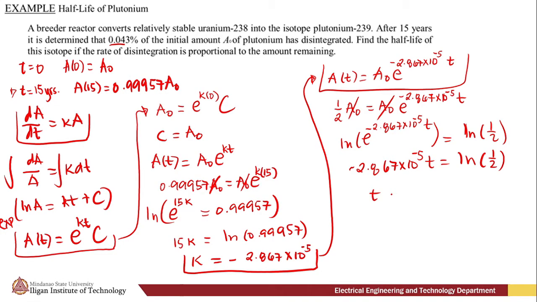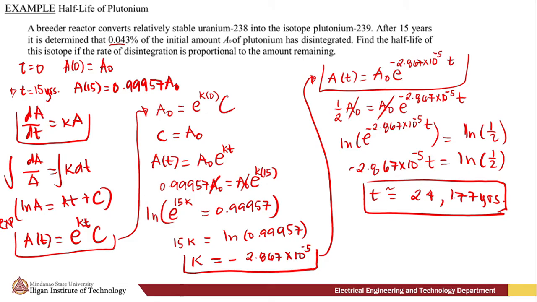Solving for t, we have ln of 1/2 divided by negative 2.867 times 10 to the negative 5, which is approximately 24,177 years. So the half-life of the isotope uranium-238 is approximately 24,177 years.